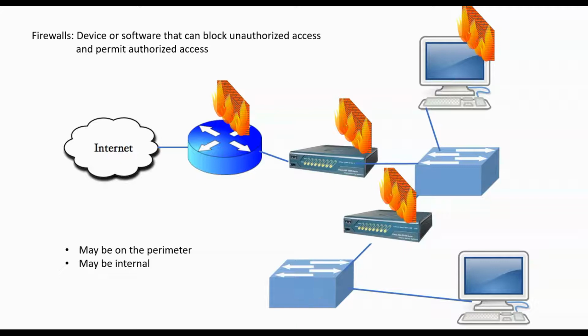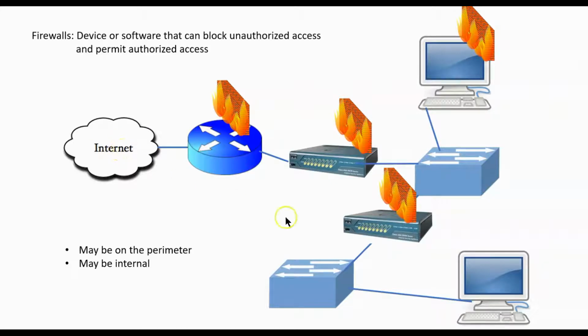We need to understand firewalls, how they're used, what they do, and so forth. A firewall is simply a device or software, it can be either one, that can block unauthorized access and permit authorized access. So it may be on the perimeter of our network. If this is my network over here, you notice I have a firewall here on the perimeter, or I could even put a software firewall on this router itself to keep myself separated from this nasty internet traffic over here.